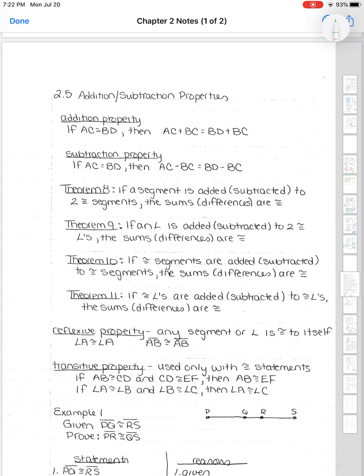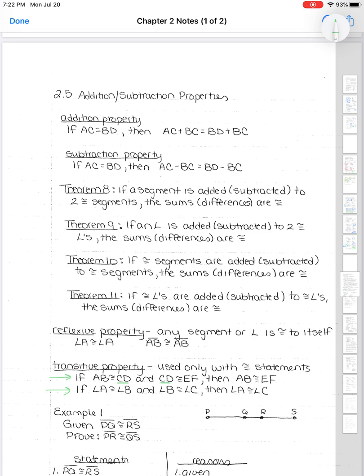It will be in the majority of the proofs that we go over, but I want to show you an example in a moment as to where it comes into play with segments. Now the transitive property, that is definitely a common one. It's going to come up again in 2.7. But the key is the transitive property is only used for congruent segments.